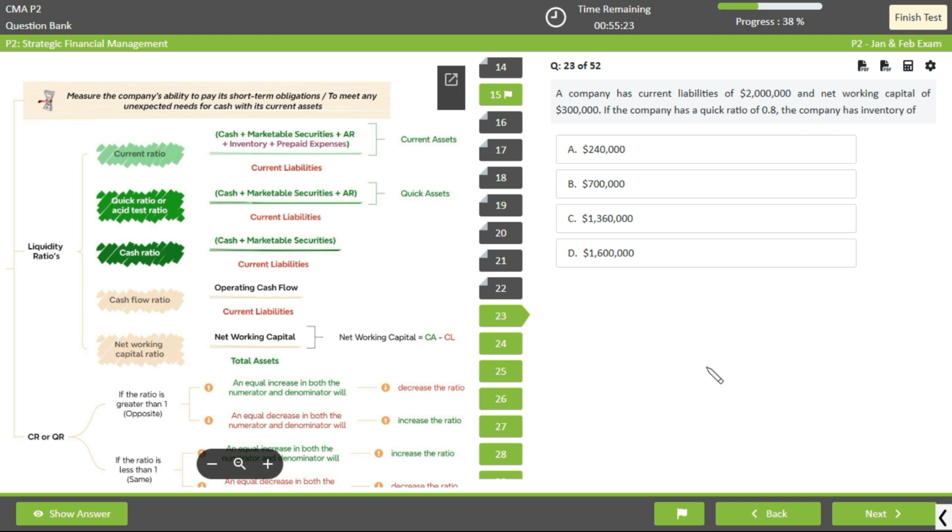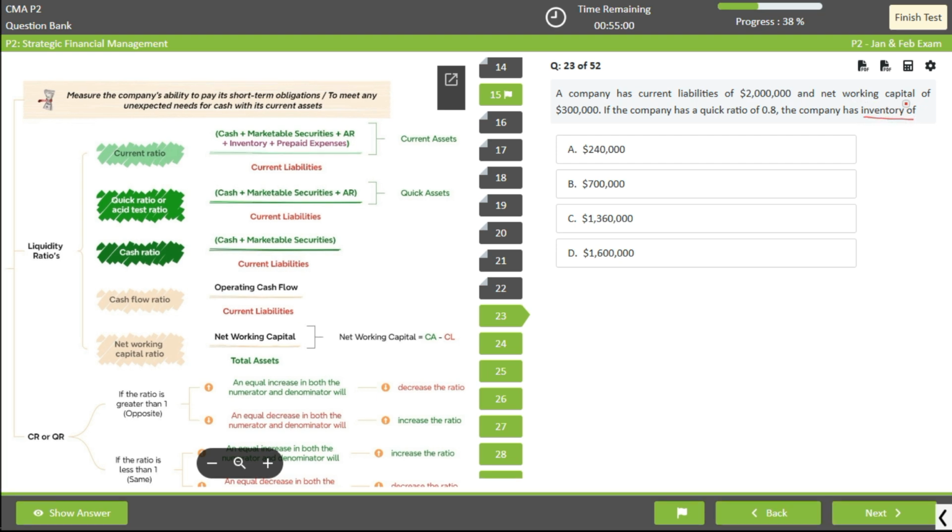Next, a company has current liabilities of 2 million and net working capital of 300,000. If the company has a quick ratio of 0.8, the company has an inventory of. So here what we are going to do, first we are going to find out the current assets, because they are asking the value of inventory.